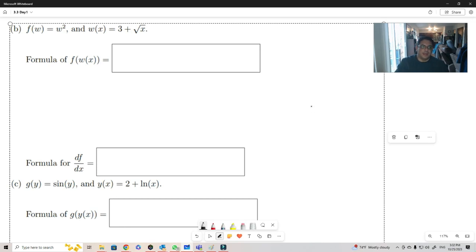Here we have separated the functions again. We have f of w equals w squared, and w of x is 3 plus the square root of x. So if we do composition, notice that this is really w of x squared, because that's what f of w is. But now we can replace what w of x is, which is 3 plus the square root of x, squared.